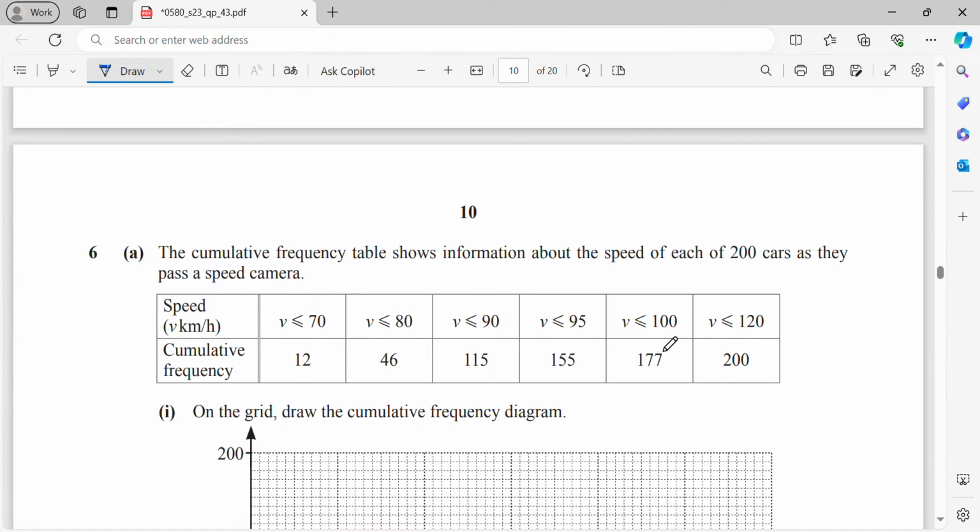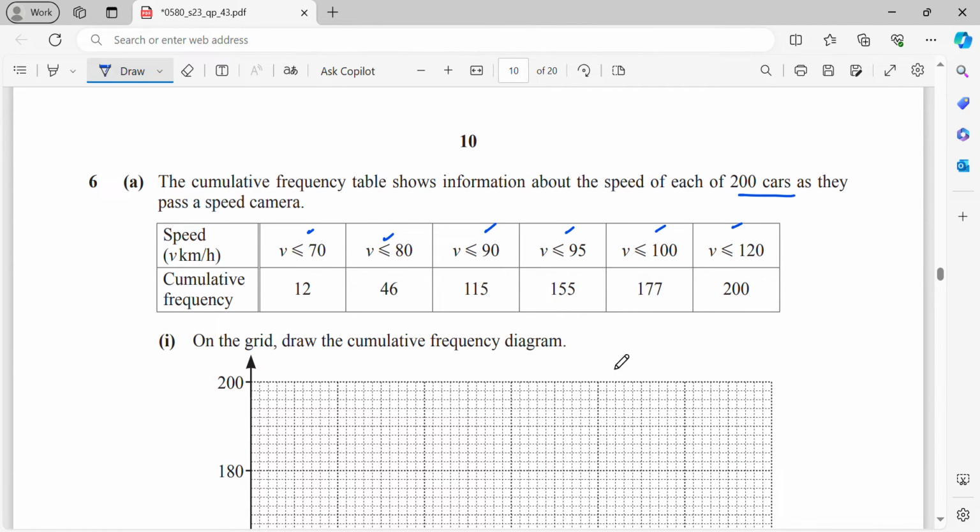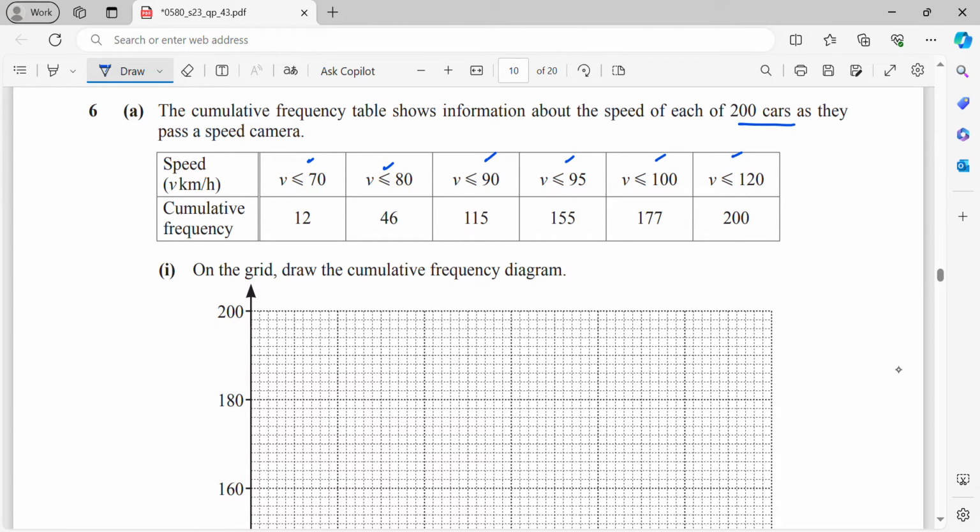Okay, now next question, number 6. The cumulative frequency table shows information about the speed of each of 200 cars as they pass a speed camera. Okay, given the upper class boundaries. All these are upper class boundaries because it's mentioned less than or equal to. Then all the cumulative frequencies are given. On the grid, draw the cumulative frequency curve.